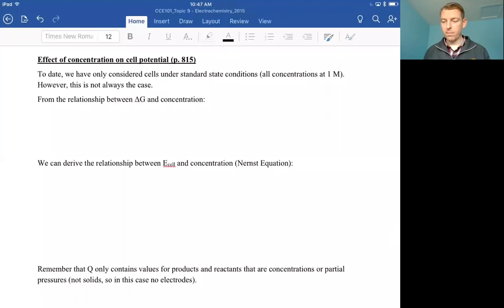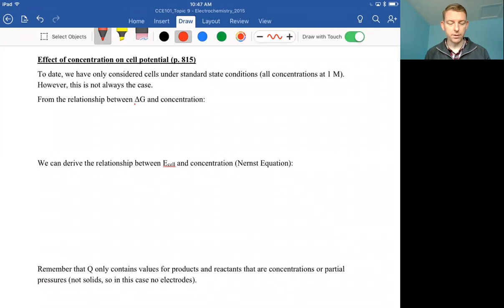Hello everyone, welcome back. So today in this video we'll be talking about the effect of concentration on cell potential. So if we move away from the standard concentration of just 1 molar or 1 atmosphere for gases, we'll see what effect that's going to have on cells, half cells, etc. Okay, so we'll begin by looking back at the effect of delta G on concentration.